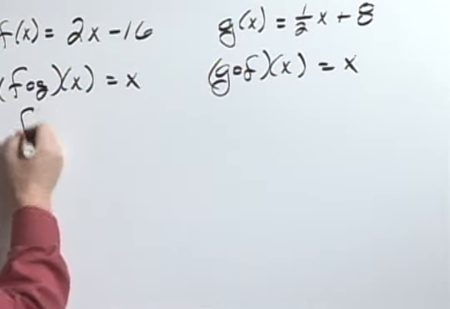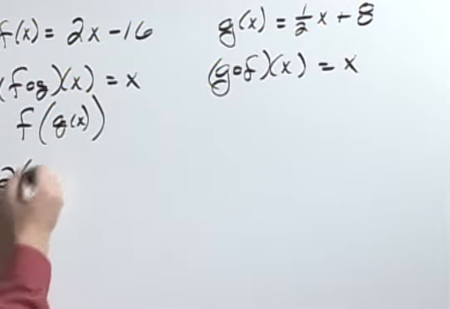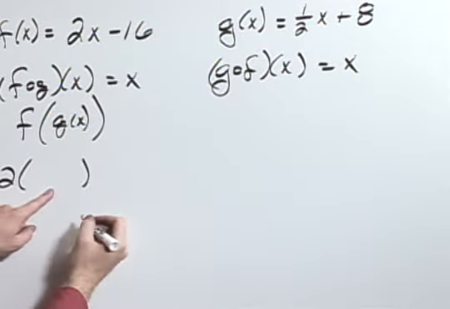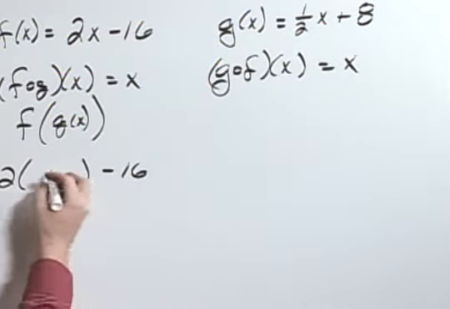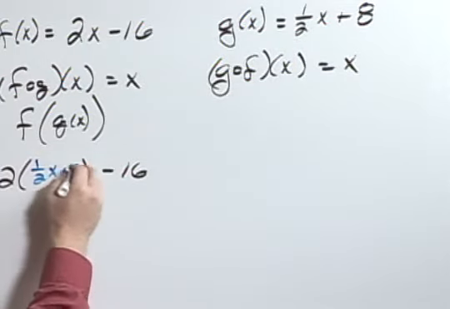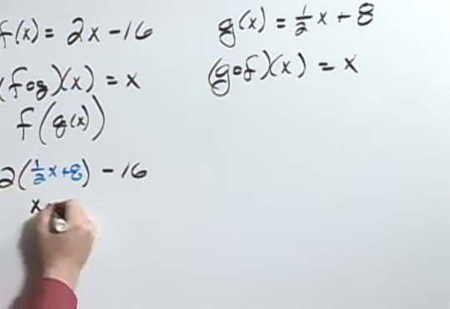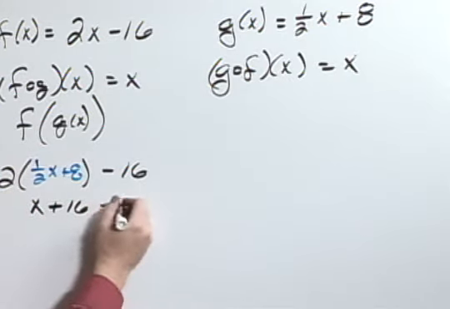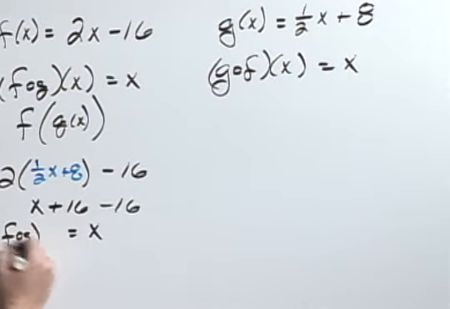Since f of g, that's really f(g(x)). So 2 times x, which I'm going to replace with an empty set of parentheses, minus 16. And then in that set of parentheses, I'm going to replace it with my g(x), 1/2 x plus 8. Distributing my 2 throughout, 2 times 1/2 x would be x, plus 16 minus 16, I get x. So f(g(x)) equals x.